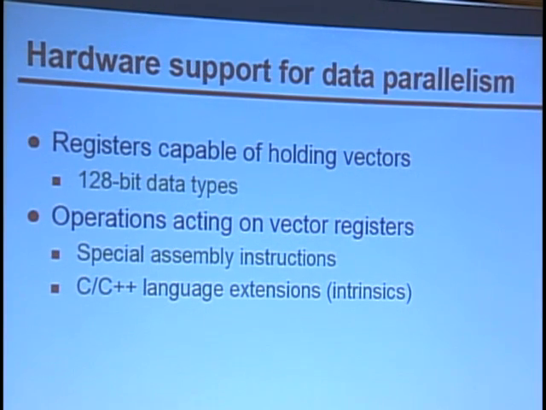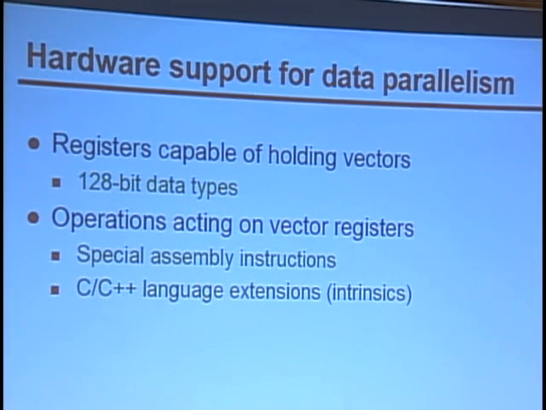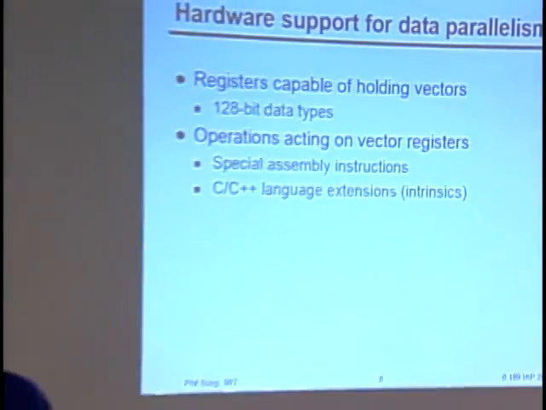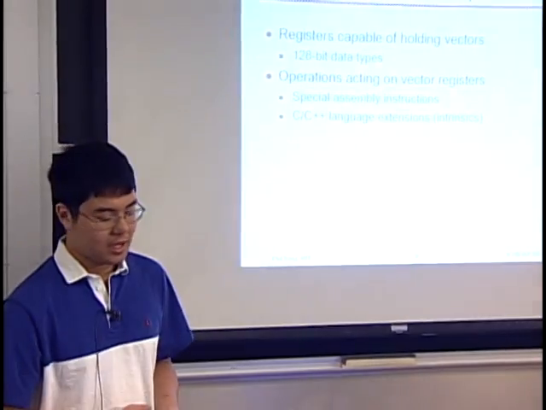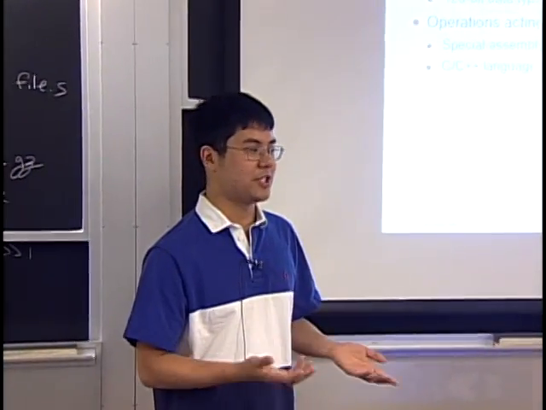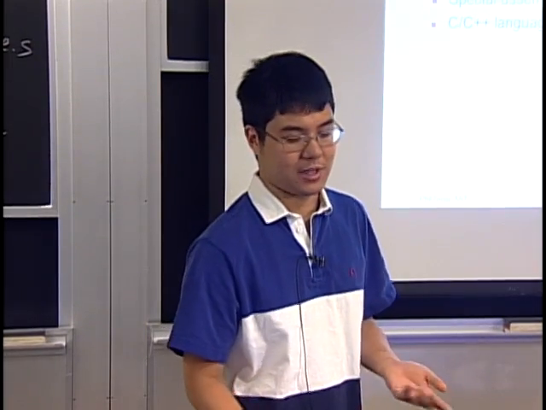And the second part is we're going to have operations that act on these vector registers. So the Cell is going to support special assembly instructions, and it's going to be able to interpret those as acting on particular vectors. But also, we're going to have C++ language extensions, which are called Intrinsics. And those are going to give us access to these special assembly instructions, but not require us to be poking around in the assembly. All right. Now, the big draw of this is that these operations are going to be pretty much as fast as single operations, which means if we take advantage of them, we can make our code run, say, 4 times as fast.